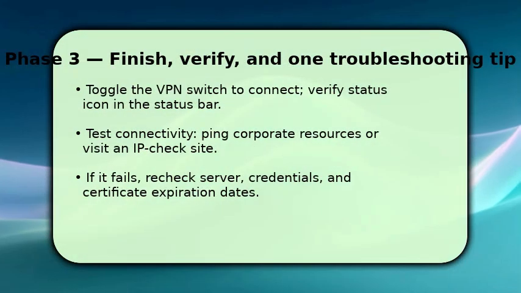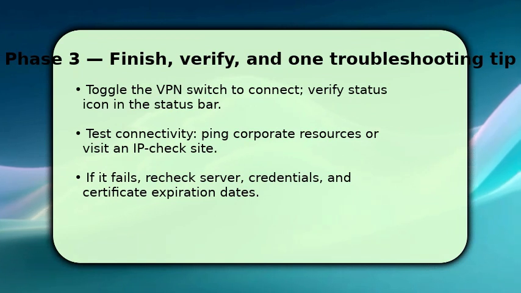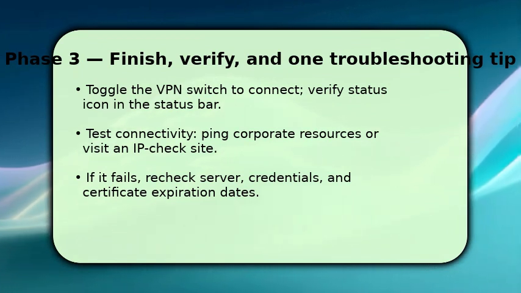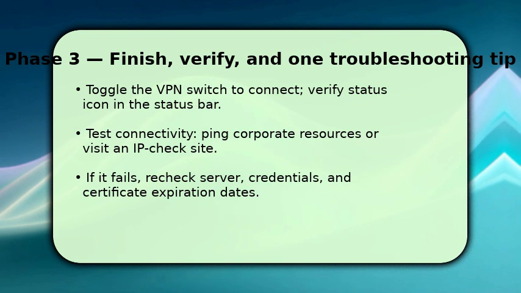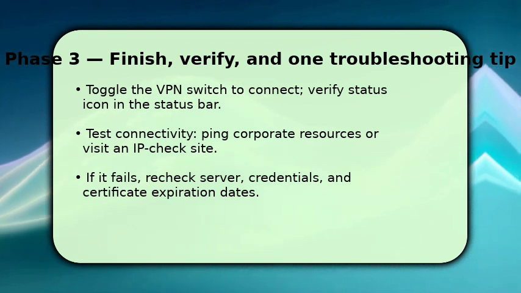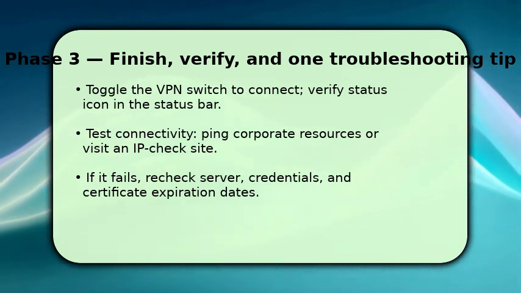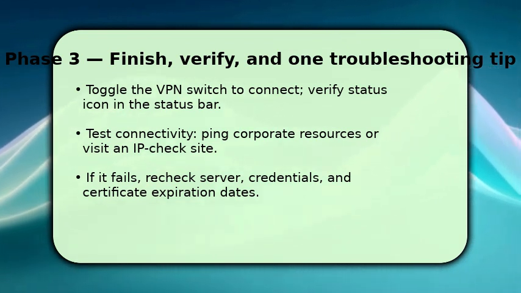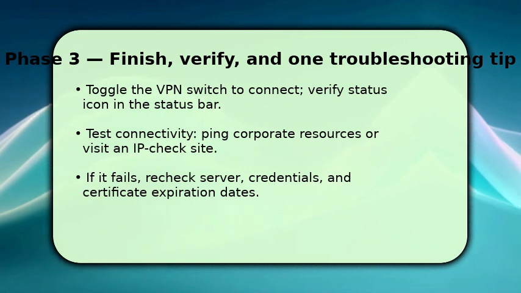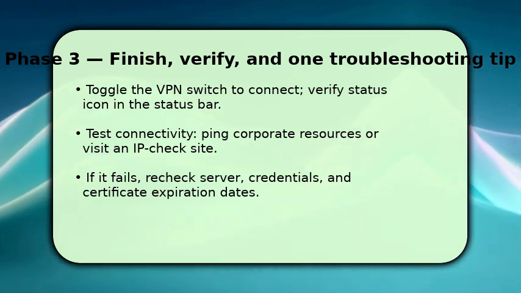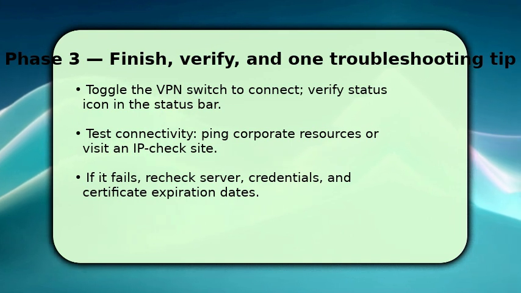Toggle the VPN switch to connect and watch for the VPN badge in the status bar. Once connected, verify access by opening an intranet page or using an IP check to confirm your traffic is routed correctly. If it fails, disconnect and reopen the configuration to recheck server address, remote ID, credentials, and certificate validity.